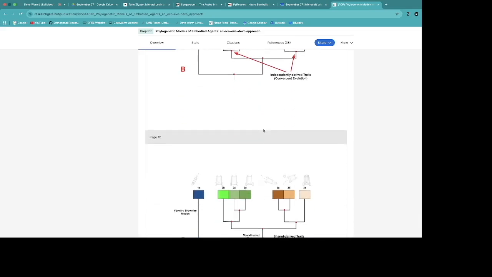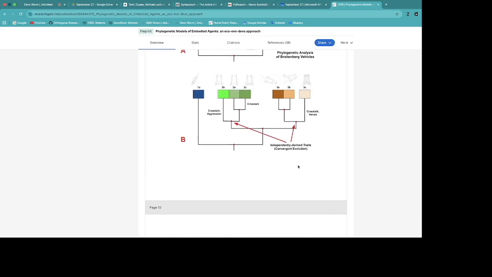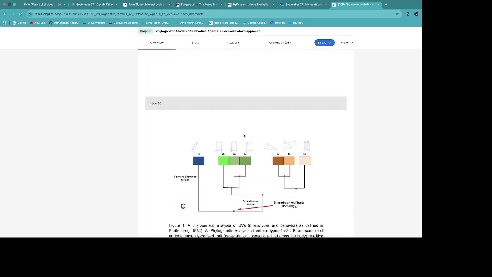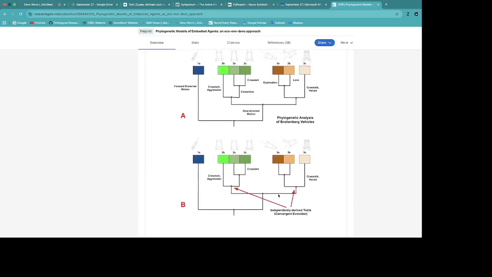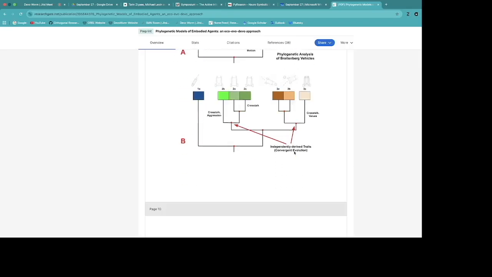And this is just the other parts of this figure showing examples of, say, shared derived traits or homology. So we have homology here, which is this vehicle state. We have goal-directed motion, which is up here. And we have independently derived traits, or convergent evolution, of crosstalk. So you see crosstalk in both 2 and 3, and you can say that those are convergently evolved.